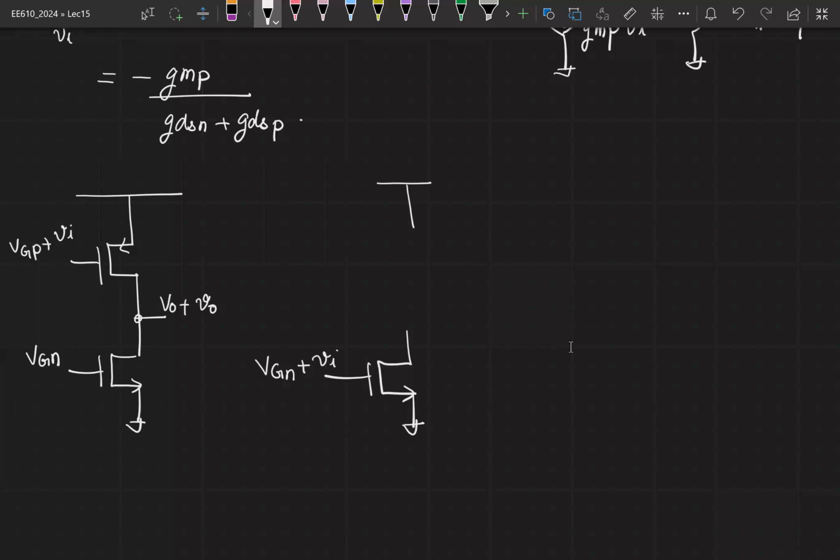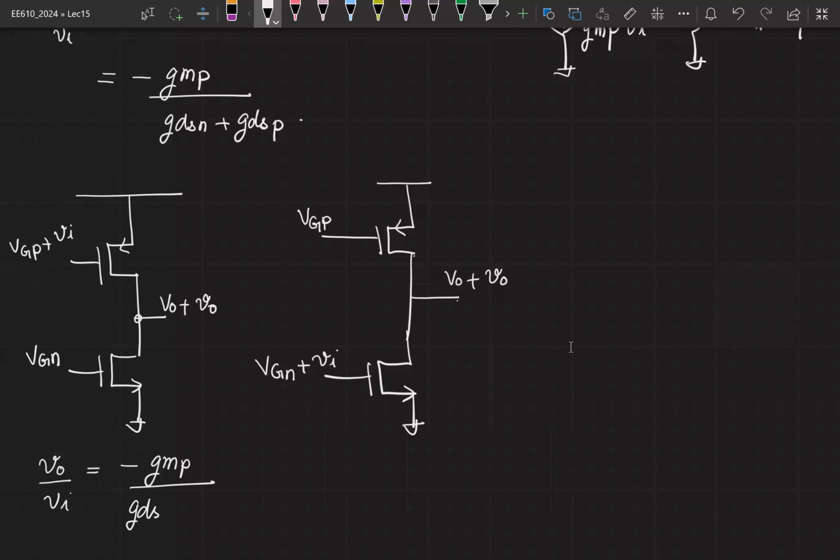Instead of the load being a resistor, I will connect this to a constant. I will connect a PMOS transistor in saturation there, right? And this is still V0 plus your small signal V0. Now we said that the gain for the first configuration V0 by Vi is simply minus GMP divided by GDSN plus GDSP. Can you quickly calculate the gain for the second configuration?